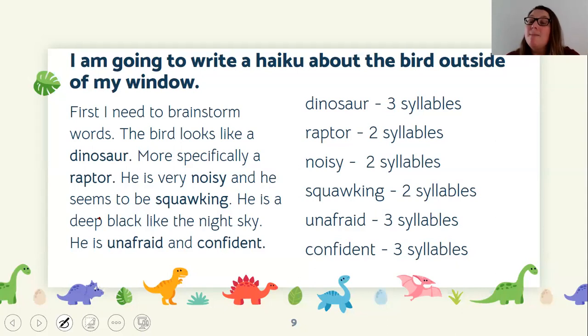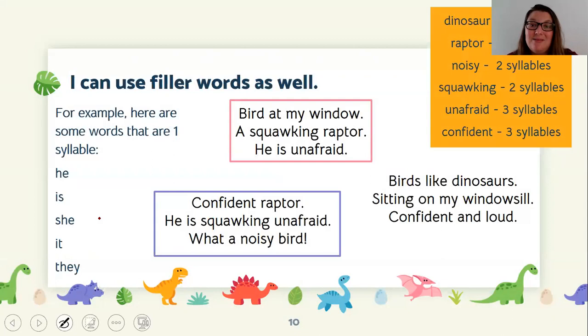So if I think about the number of syllables, because remember your haiku poem is all about syllables, I have dinosaur, 3, raptor, 2, noisy, 2, squawking, 2, unafraid, 3, confident, 3. Now, I can't just write a poem that says dinosaur, raptor, noisy, squawking, unafraid, and confident, because that doesn't make sense. So, some syllables that are only one word are he, is, she, it, they, okay? So you're really focusing on your syllables for this one, okay?